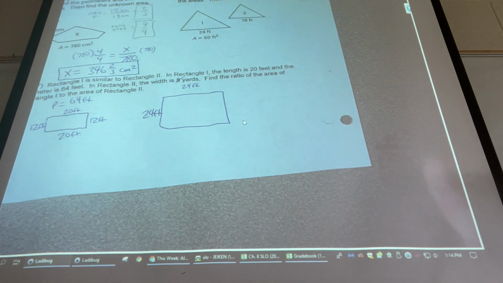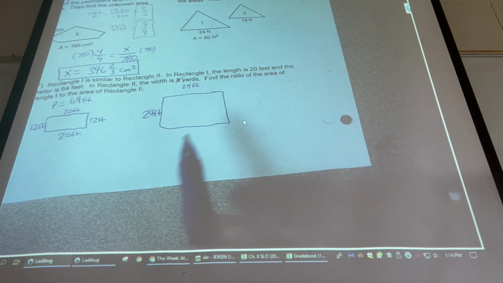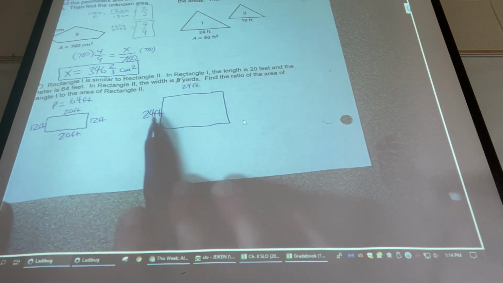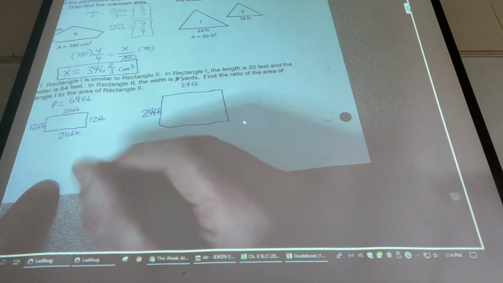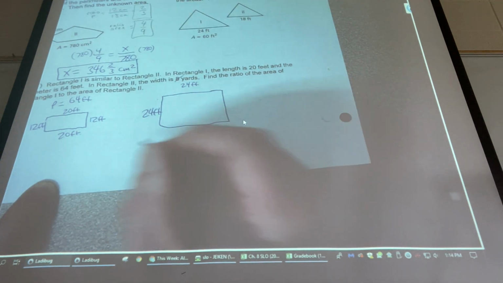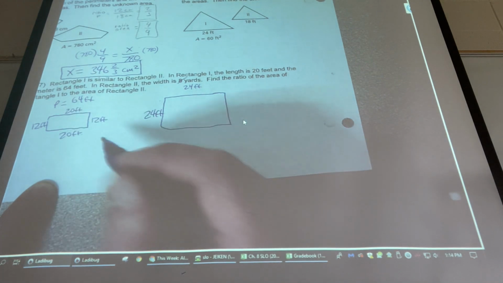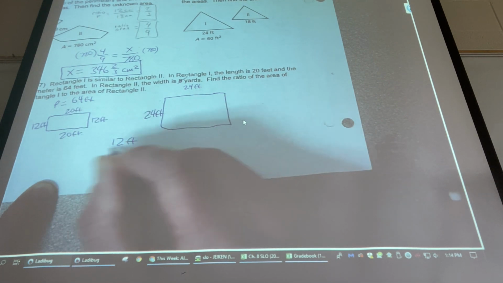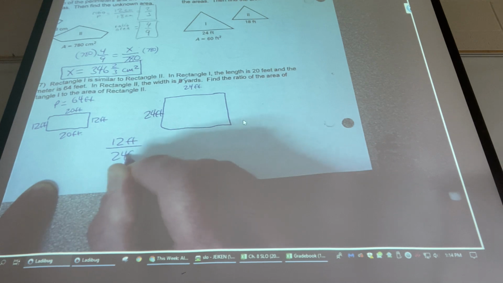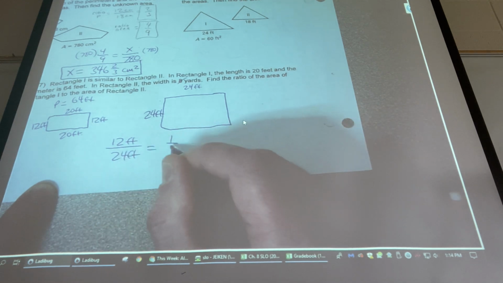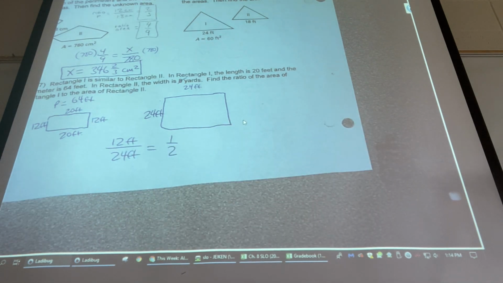Now, what I can do is, do you agree that I can get a ratio for sides? It's going to be, find the ratio of the area of rectangle 1. So I'm going 1 to 2. I'm going to do 12 feet to 24 feet. That reduces to 1/2, doesn't it? It does. Now that's the ratio of the sides.